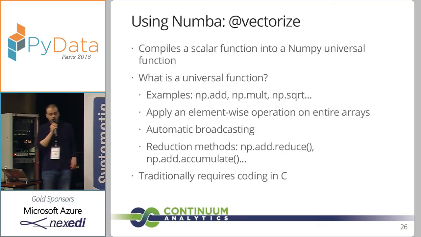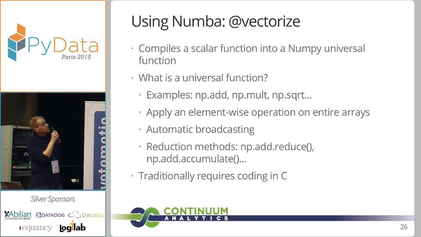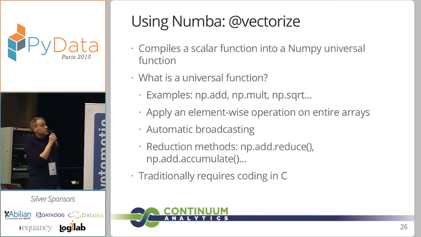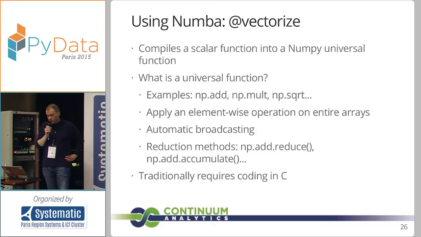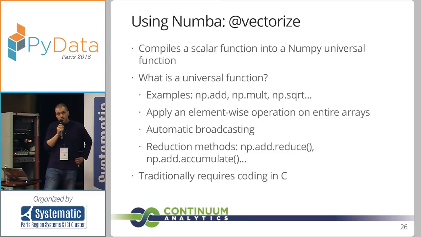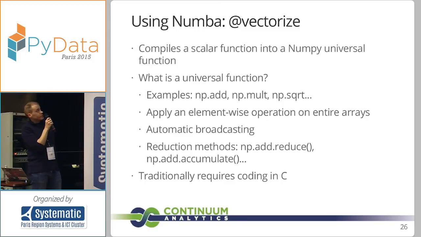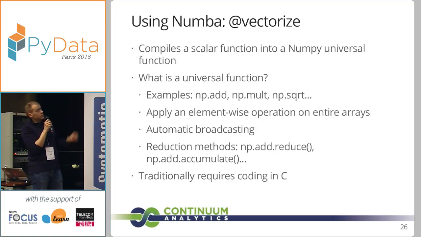So another way using Numba is the vectorize decorator. What the vectorize decorator does is allow you to create new universal functions. So what is a Numpy universal function? It's a function which operates element-wise on an array. There are many of them bundled with Numpy, such as np.add, np.multiply, and so on. They are the same as the operators. So when you use the plus operator between two arrays, it really calls numpy.add under the hood.